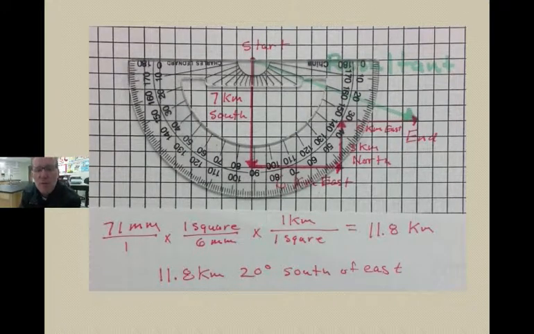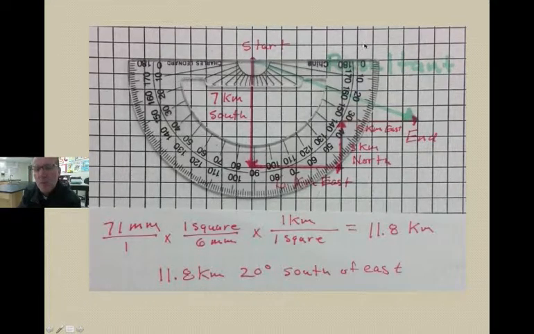Okay, so after you've hopefully paused the video, here's the actual final answer. I measured that resultant as 71 millimeters, and since each square was 6 millimeters, I converted that using conversion factors, and I made each kilometer worth 1 square. So I'm going to end up with 11.8 kilometers as the magnitude of my displacement, and then I measured with my protractor that as being 20 degrees south of east.